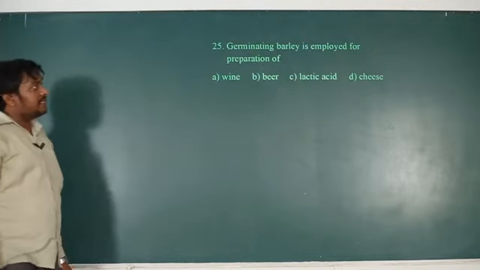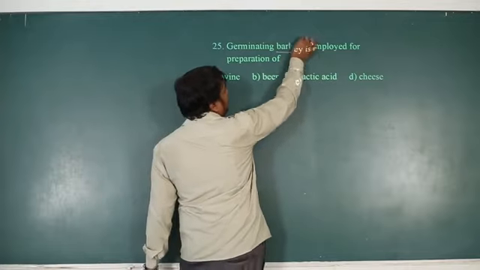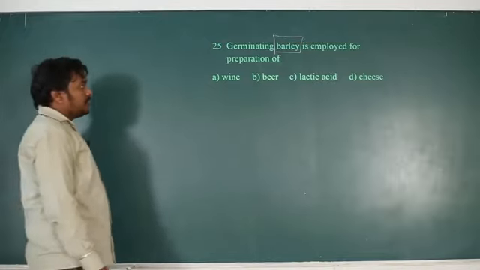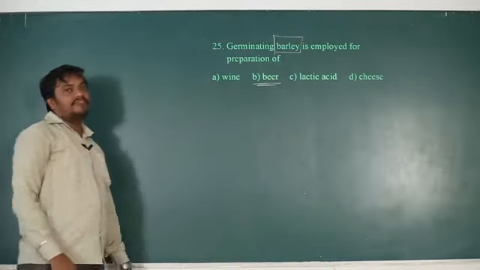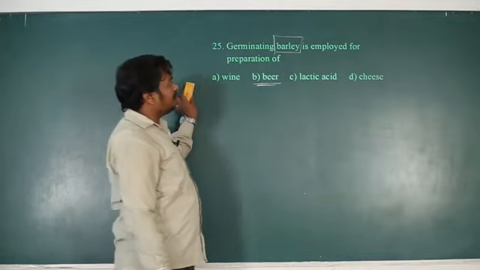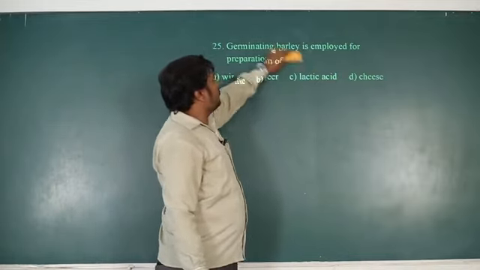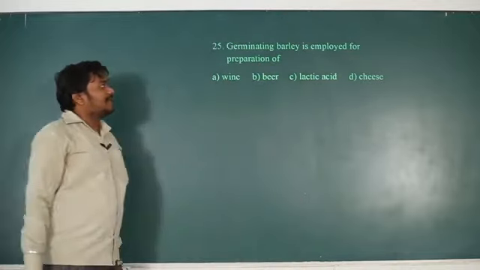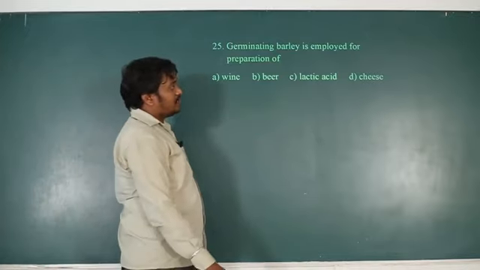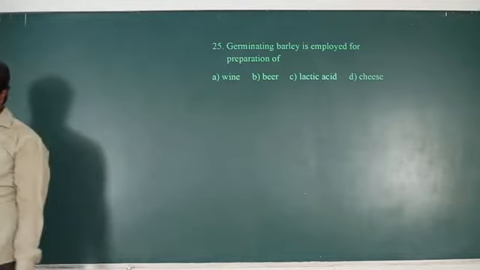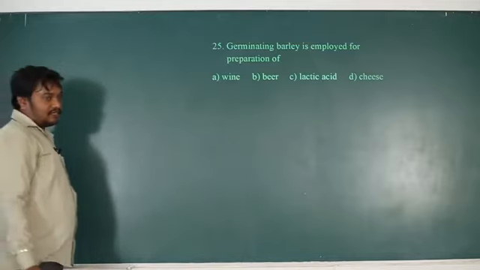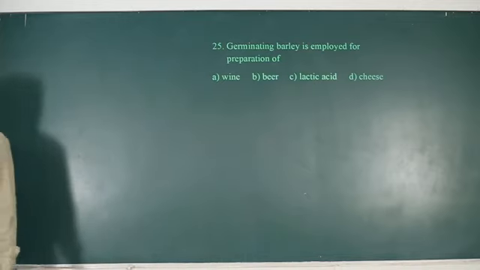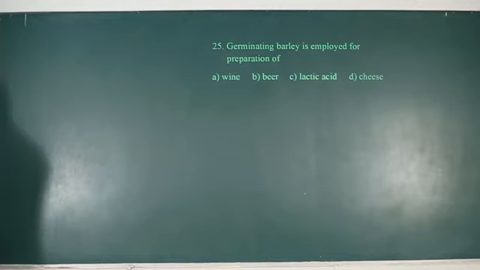Yeah, so germinating barley is employed for the preparation of, this barley is fermented in a huge tank under the influence of yeast to produce beer. So beer is a product of fermented barley. Whereas wine is produced from fermented fruit, grapes, fermented grapes. Lactic acid is produced from milk. Cheese by the activity of Propionibacterium shermanii, and Roquefort cheese, okay, Penicillium roqueforti. By using those we can produce different kinds of cheese which have different texture, different taste and different aroma. Okay, next question number 26.